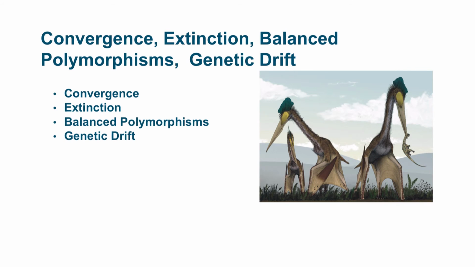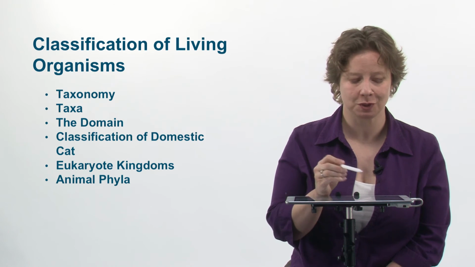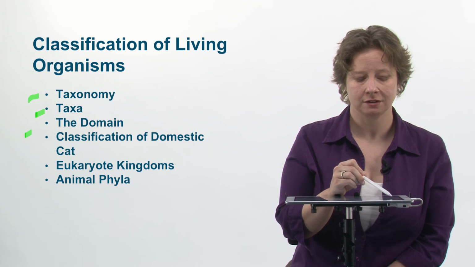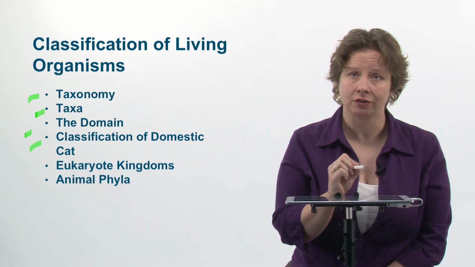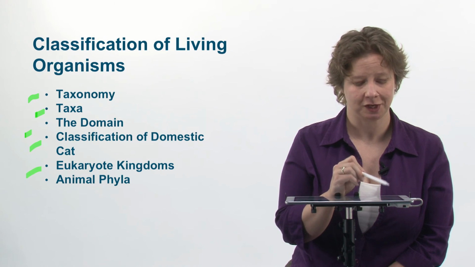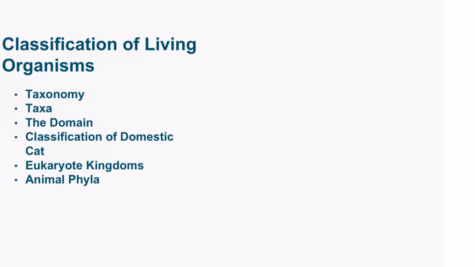In convergence, extinction, balanced polymorphisms, and genetic drift, with that unit we'll talk about convergence, extinction, balanced polymorphisms, and genetic drift in detail. And when we get to the classification of living organisms, we'll discuss taxonomy, taxa, domains. I'll give you an example of classifying a particular organism, the domestic cat. We'll talk about eukaryote kingdoms and particular animal phyla.